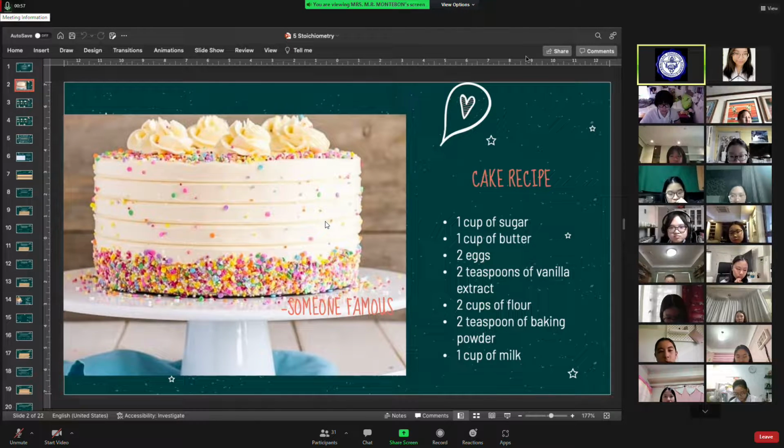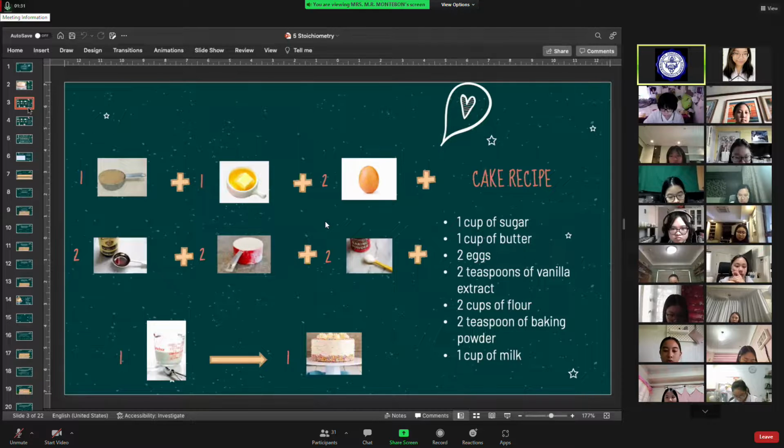Okay, so we need 1 cup of sugar, 1 cup of butter, 2 eggs, 2 teaspoons of vanilla extract, 2 cups of flour, 2 teaspoons of baking powder, and 1 cup of milk. So technically, these are the basic ingredients to make a cake. Okay, so if we will be relating it to what you were discussing, no, with Miss Manalang, about chemical reactions, we can summarize the basic recipe into this one.